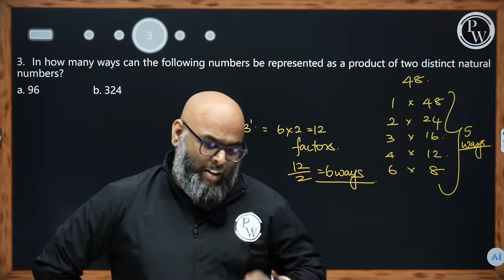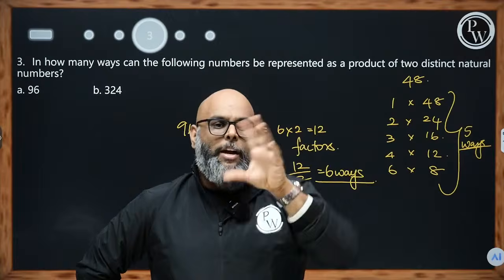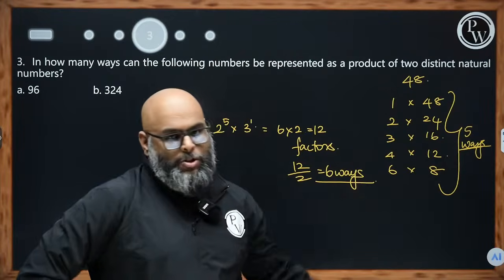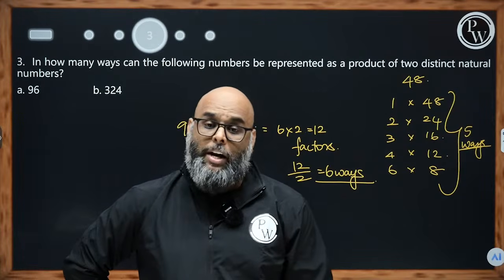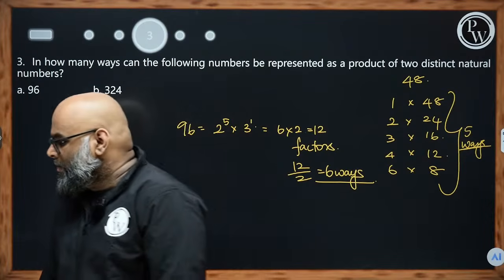Why 6 ways? There were only 12 factors. All the 12 factors, each 2 of them will make a pair, giving us only 6 pairs. So there are only 6 ways where you can write 96 as a product of two distinct natural numbers. Are we good here? Any doubts?